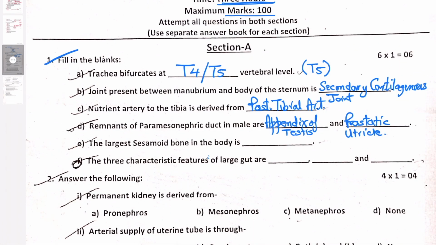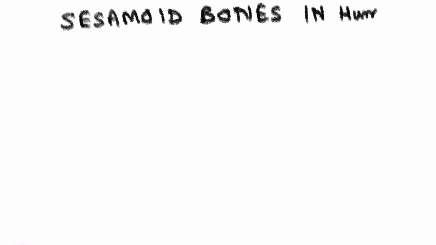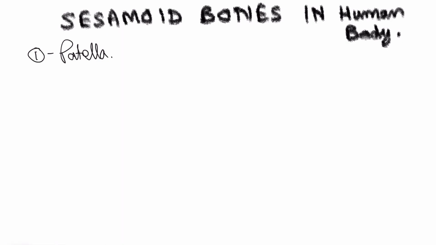Next question here: the largest sesamoid bone in the body is. The answer is very easy, as you all know, it is the patella. Okay, now let me summarize the sesamoid bones present in the human body. They are very often asked in exams. So the first one is the patella. It is the largest sesamoid bone. This has been asked in your exam. It can be asked like, it's a sesamoid bone.